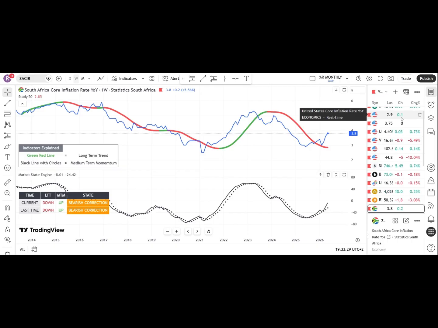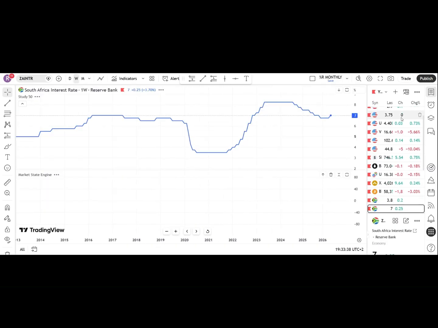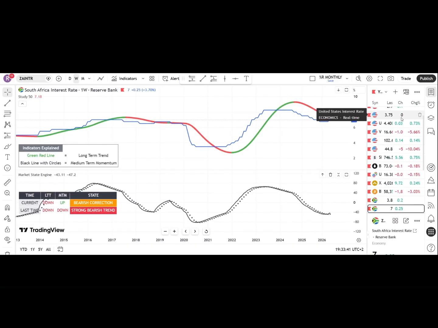Core inflation in South Africa is measured monthly. It stays the same. Upward pressure on inflation. In terms of the interest rate, there is a bearish correction.